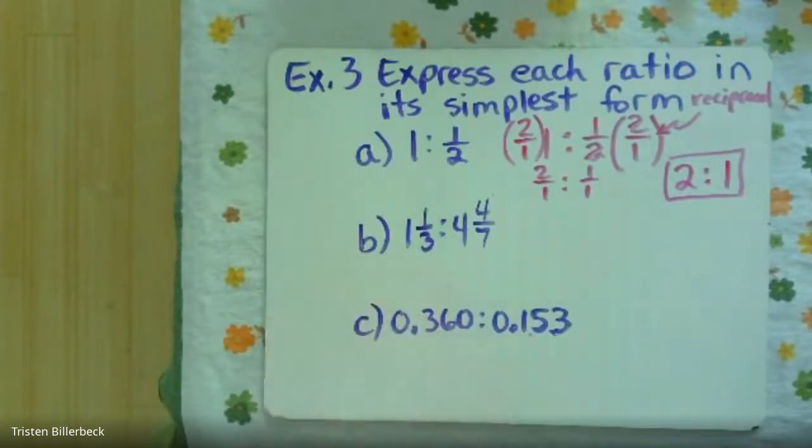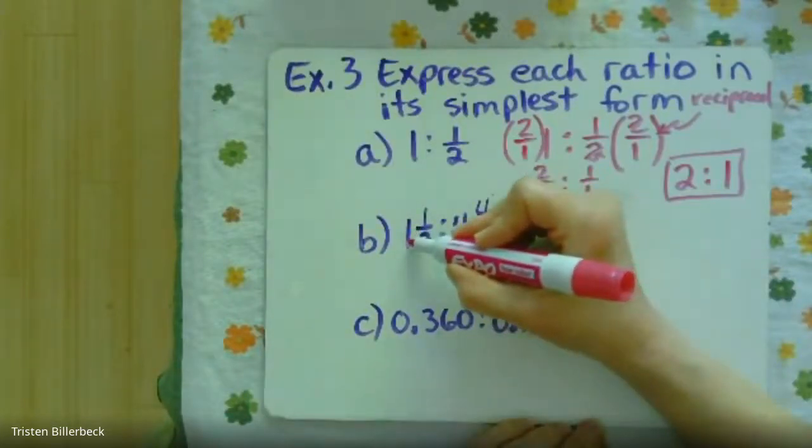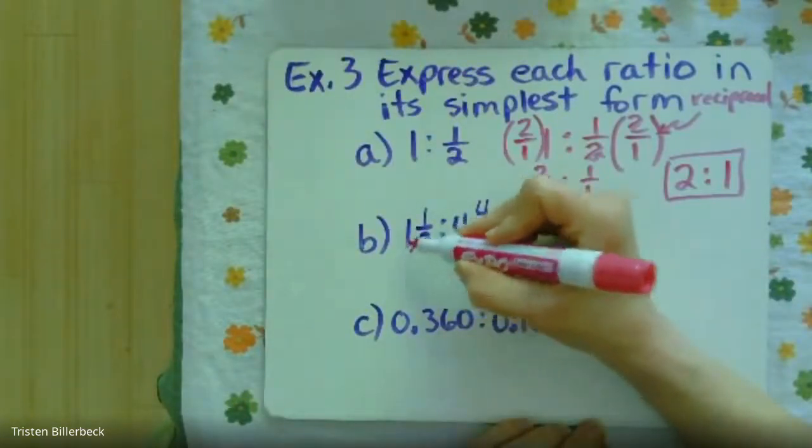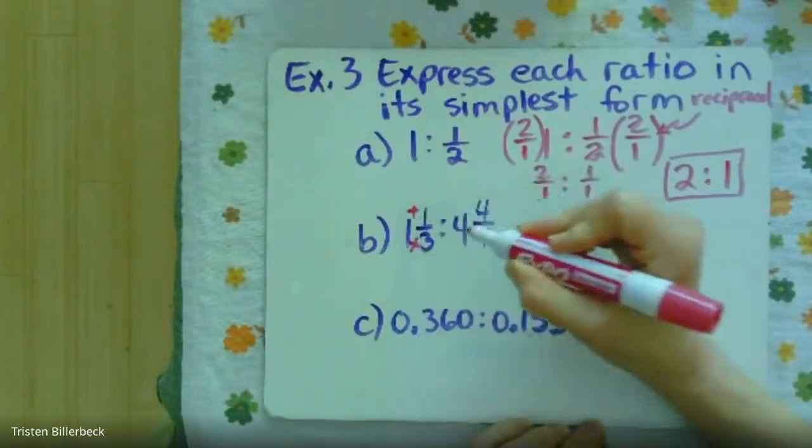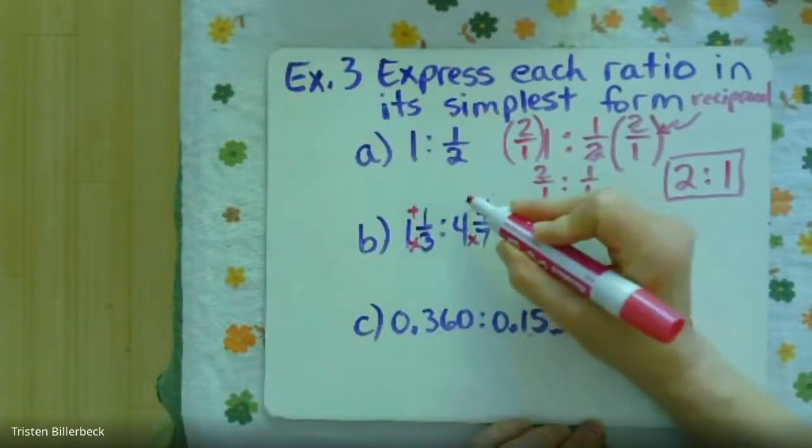For this one, what we have to do is get it into an improper fraction first. So we're going to multiply right here and add right here. So multiply and add.